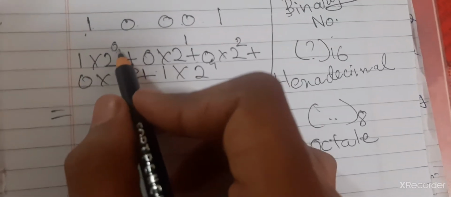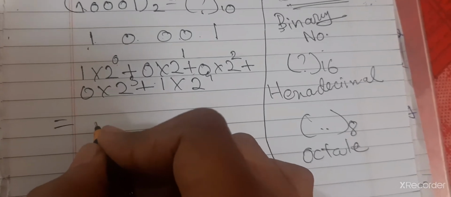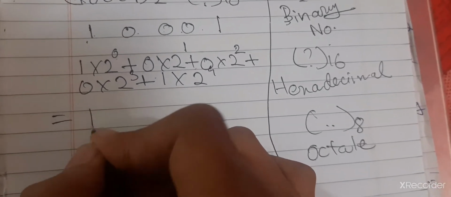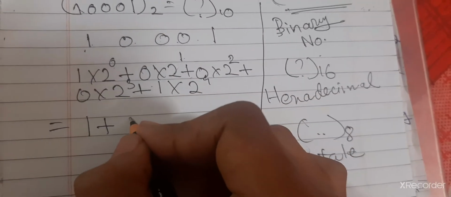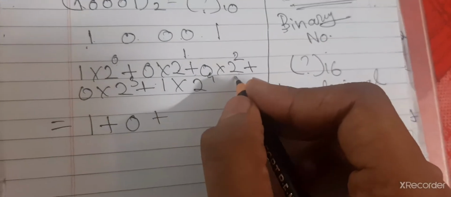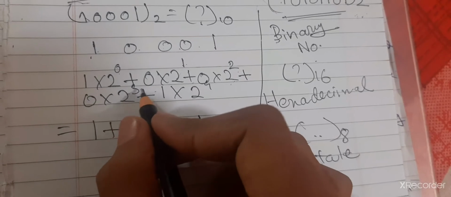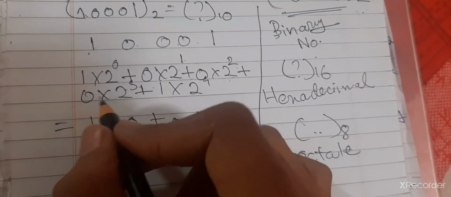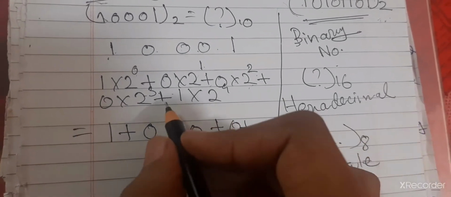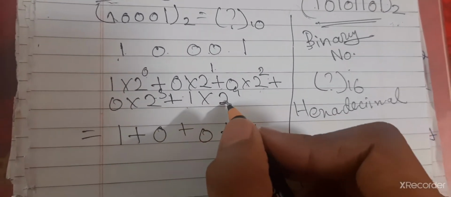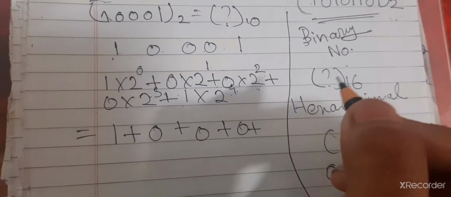Any number to the power 0 is 1, as we all know. If you don't know, then take this knowledge. So 1 into 1 is 1 plus 2 into 0 is 0 plus 2 into 2, 4 into 0 is again 0 plus 2 into 2, 4 into 2, 8 into 0 is again 0 plus 2 into 2, 4, 4 2s are 8, 8 2s are 16.